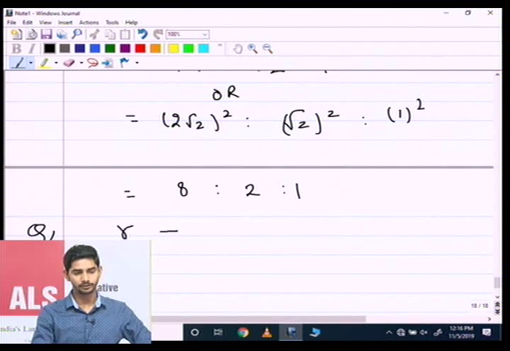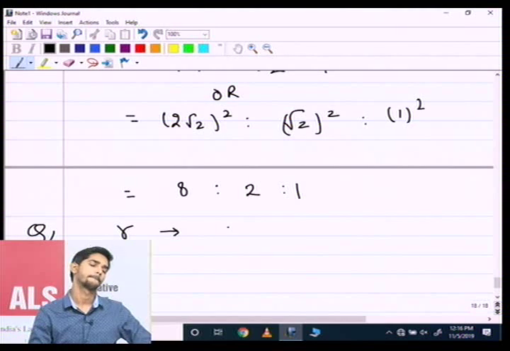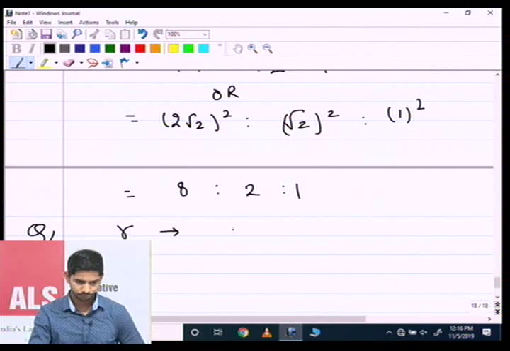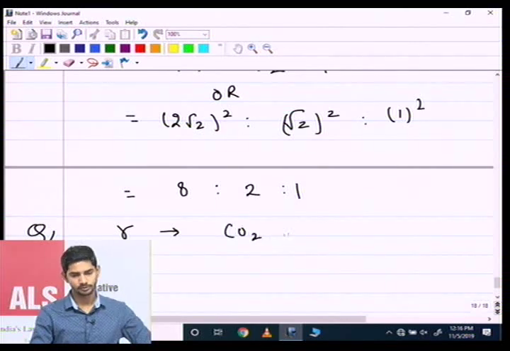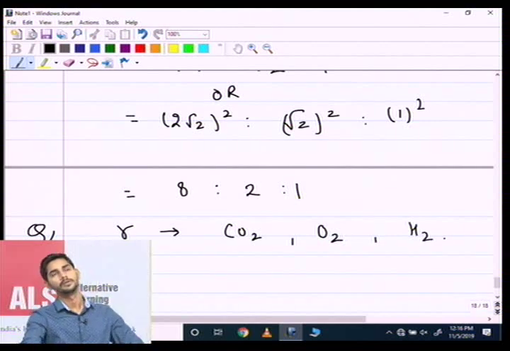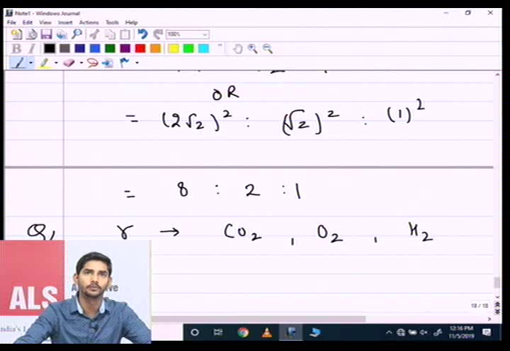You have to calculate the ratio of the rates. I'm not writing the whole question, I'm just giving you the gases. Okay, just solve this. This is your CO2, O2 and H2. Calculate the ratio of rate of reactions of CO2, O2 and H2.